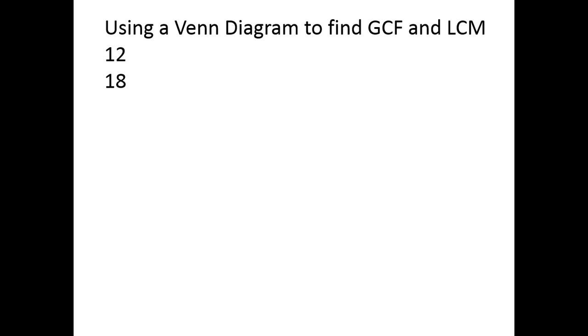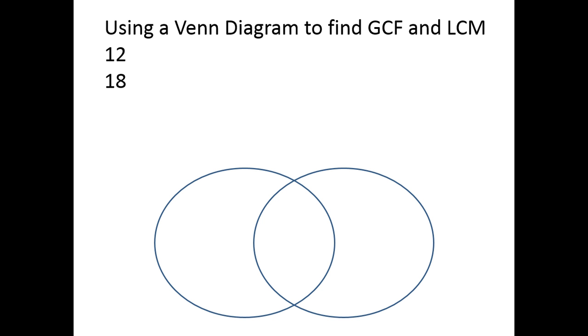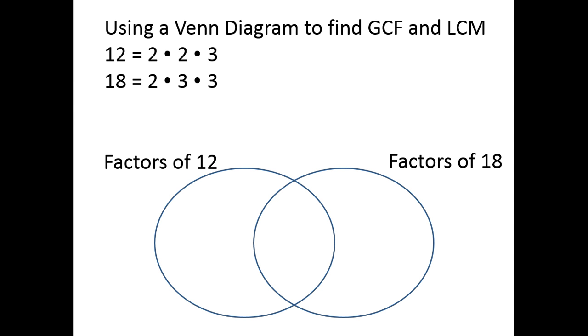So let's look at one more way to think about least common multiple and greatest common factor, greatest common divisor. And we're going to use these two numbers, 12 and 18, as an example. We could actually use a Venn diagram to see how all these factors of these numbers fit together to give us greatest common factor and least common multiple. So keep in mind what a Venn diagram looks like. It has attributes. In this case, we're looking for the factors of 12 and the factors of 18. 12 is 2 times 2 times 3, and 18 is 2 times 3 times 3, if we think of them as a product of their prime factors.